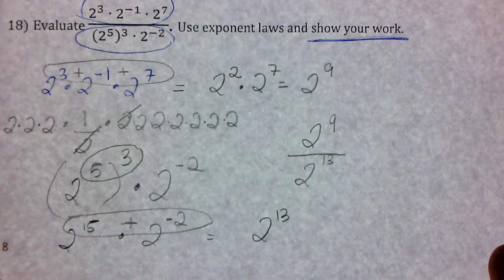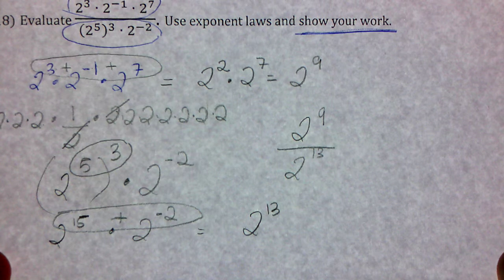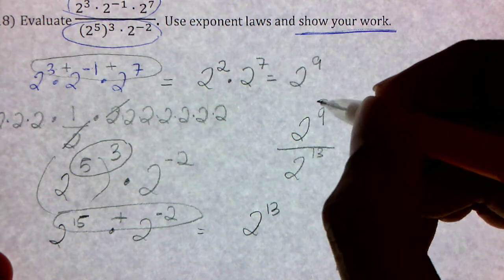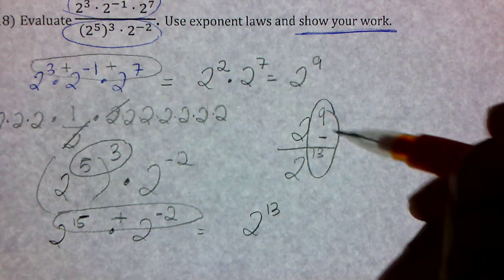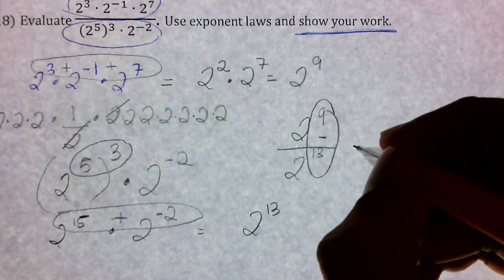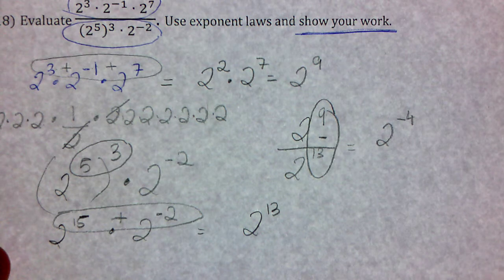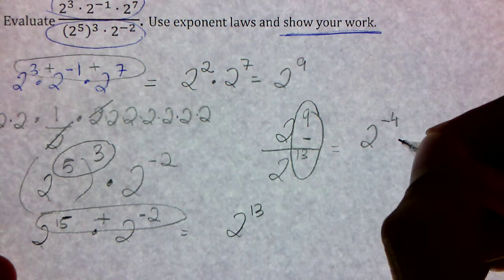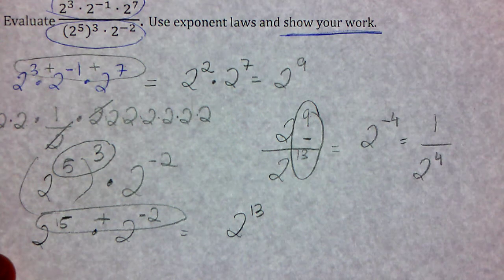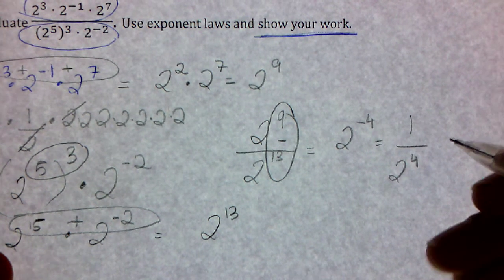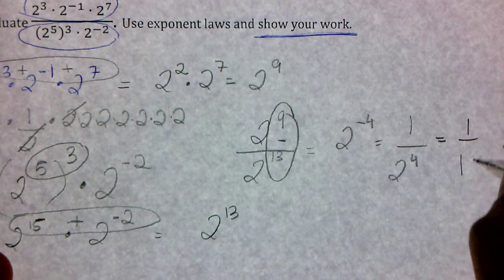Some of us decided that we would quit right here, that this was enough. Indeed, it is not. I can continue to simplify using the quotient rule. Subtract the exponents. 9 minus 13 is 2 to the negative 4 power. This is acceptable. What's also acceptable is 1 over 2 to the 4th power. And what is equally correct is 1 over 16.